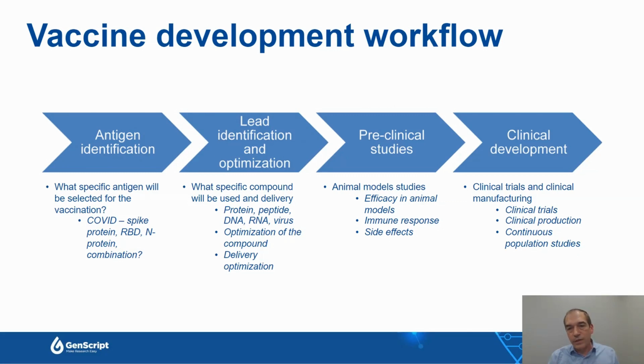The next step is usually deciding on what kind of compound is going to be used for the vaccine. Would it be protein, peptide, DNA, RNA, virus? Then comes optimization of this compound for efficiency, and then optimization of the delivery mechanism. Then typically preclinical studies are completed with animal models, looking at efficacy, immune response, side effects, and so on. And then the clinical stage starts with different numbers of patients in clinical trials, looking at the clinical efficiency and also the resilience and how long the immunity lasts.